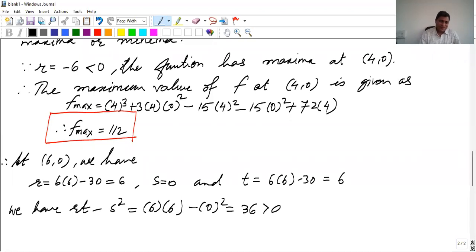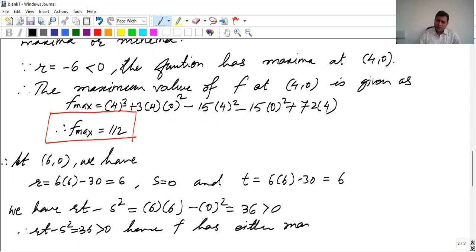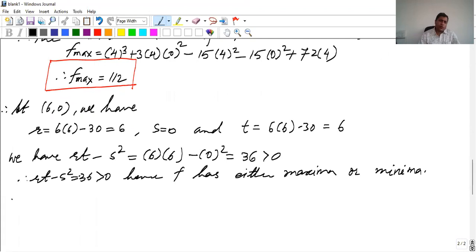So what is the conclusion? It will have either maximum or minimum. Does it exist? Yes. So we can say, since RT minus S square is equal to 36, greater than 0, hence f has either maxima or minima. If it has maxima or minima, we have to test what happens to r. So r is equal to 6, greater than 0. If it is greater than 0, then what we get? Minima.